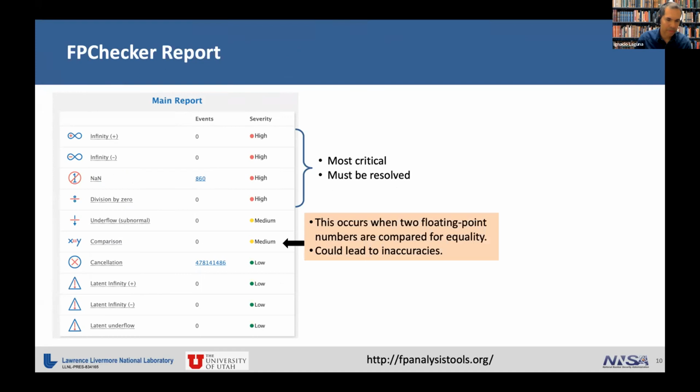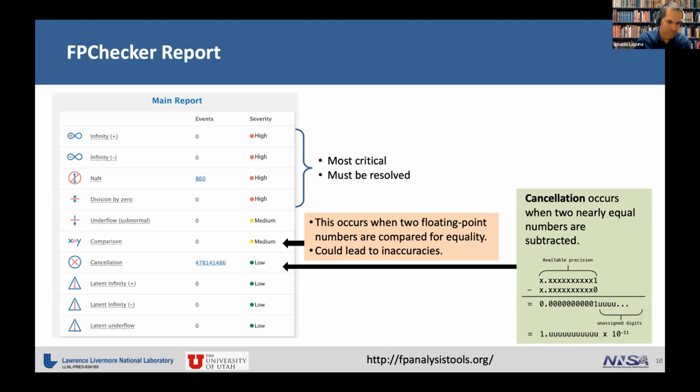So comparison occurs when 2 floating point numbers are compared for equality. And this sometimes could lead to inaccuracies. I mean, usually it's not recommended to compare 2 floating point numbers for equality. This will tell you where this is happening in your code, and you can go and check and say, okay, yeah, this is fine. I know what I'm doing here, no problems with that, right?